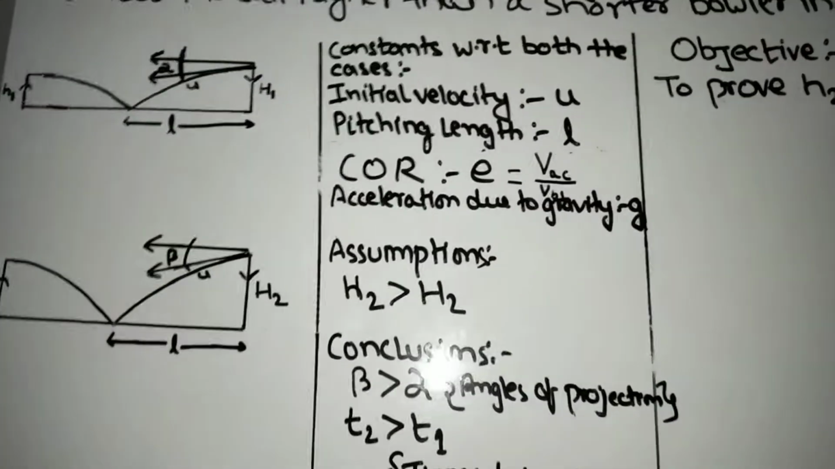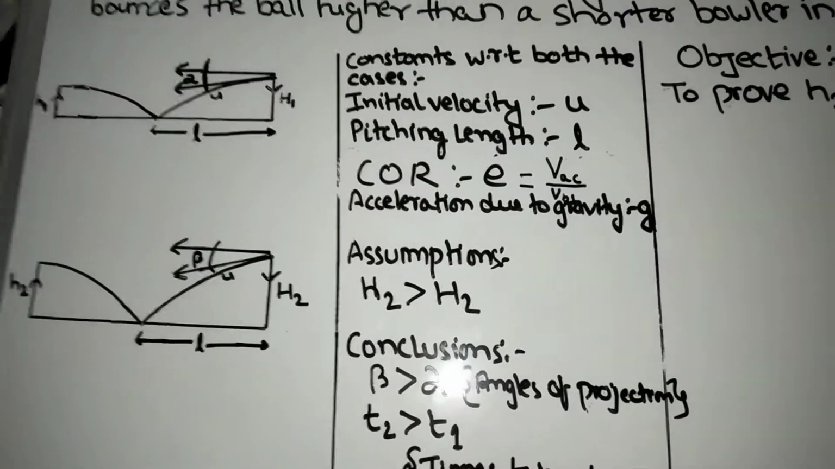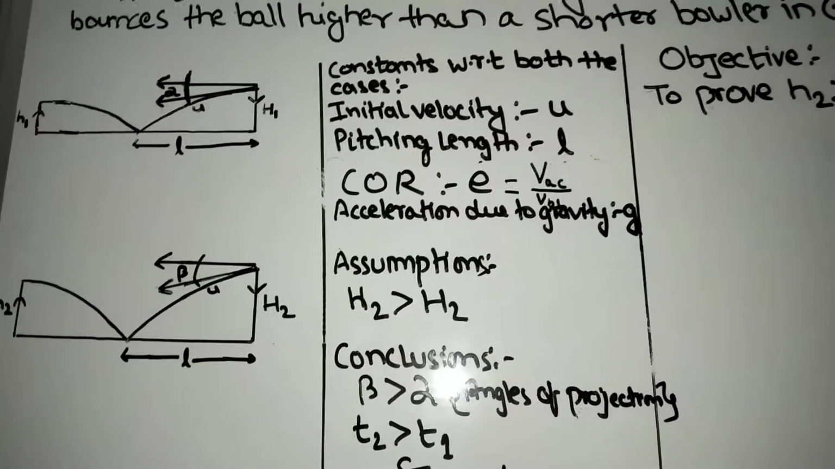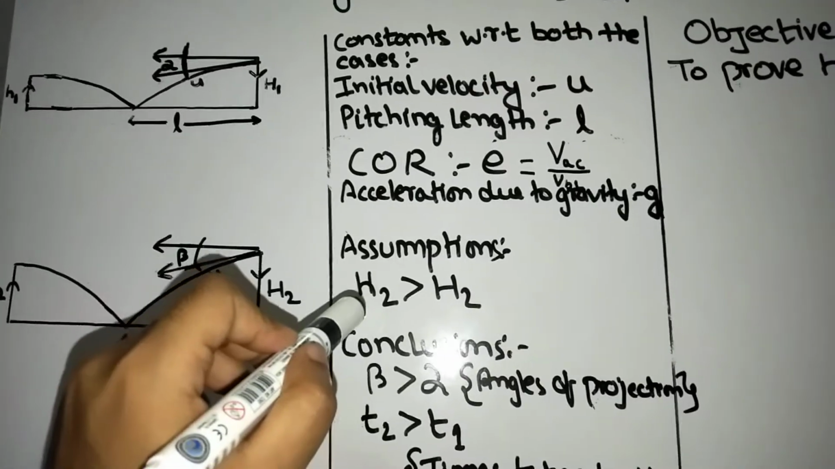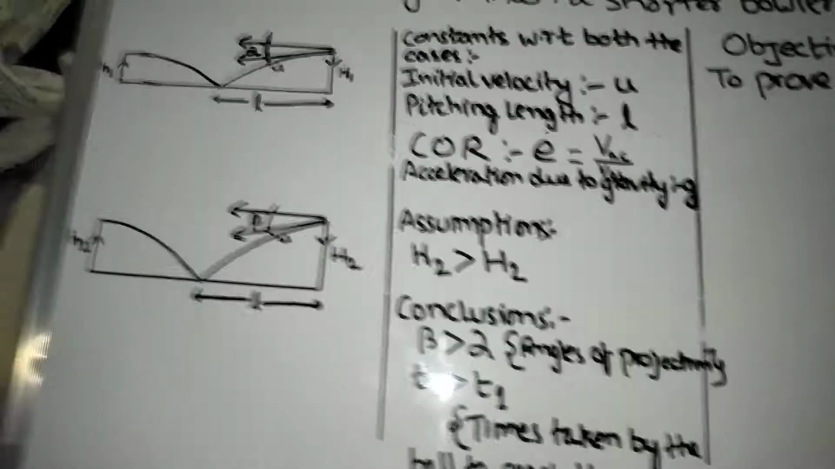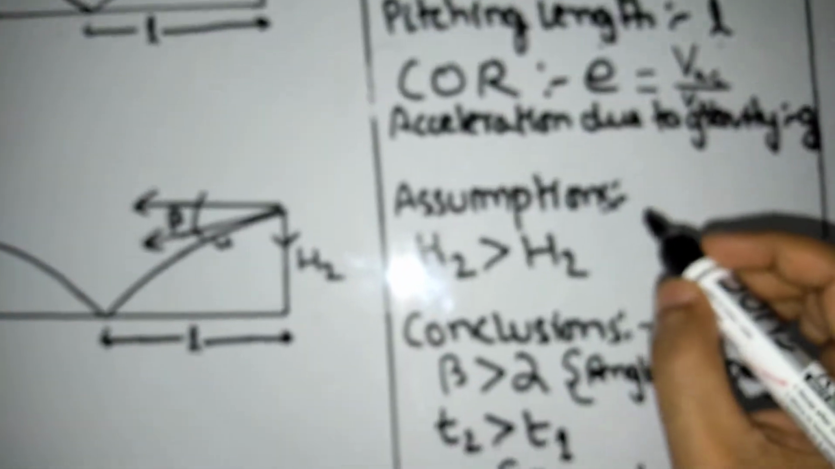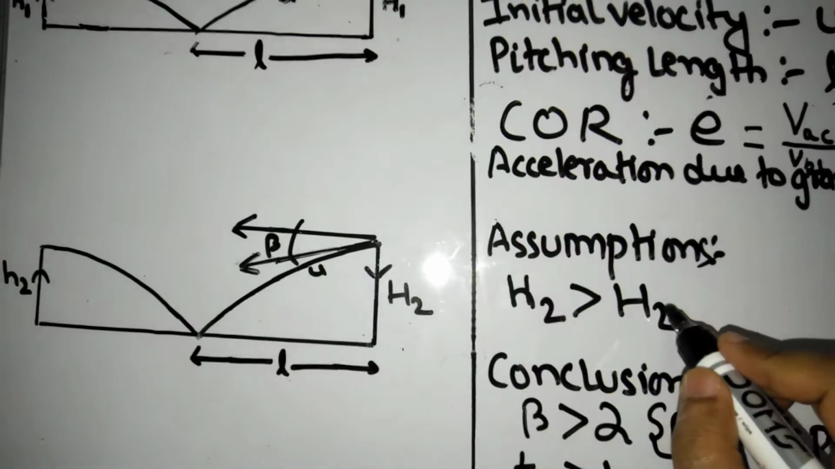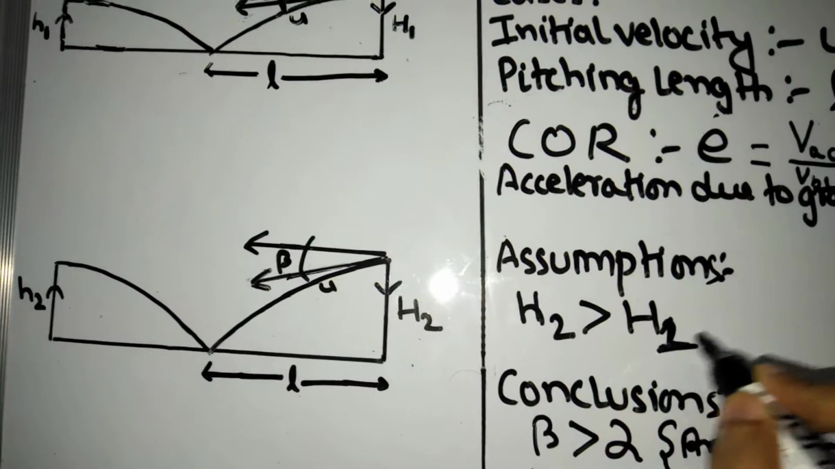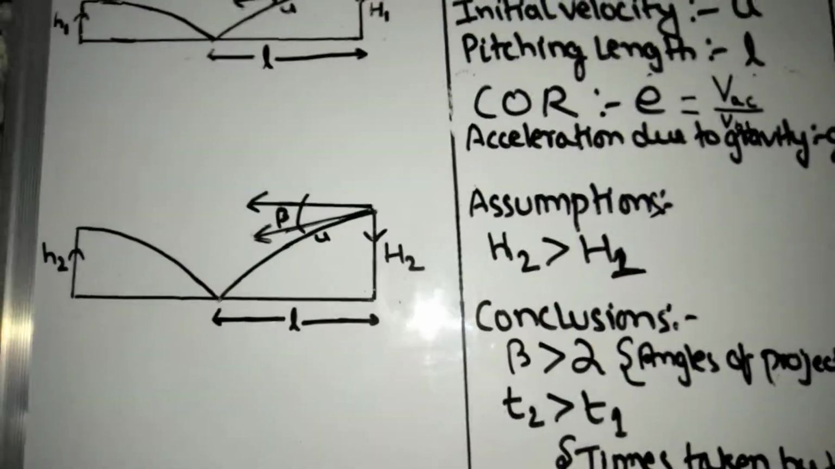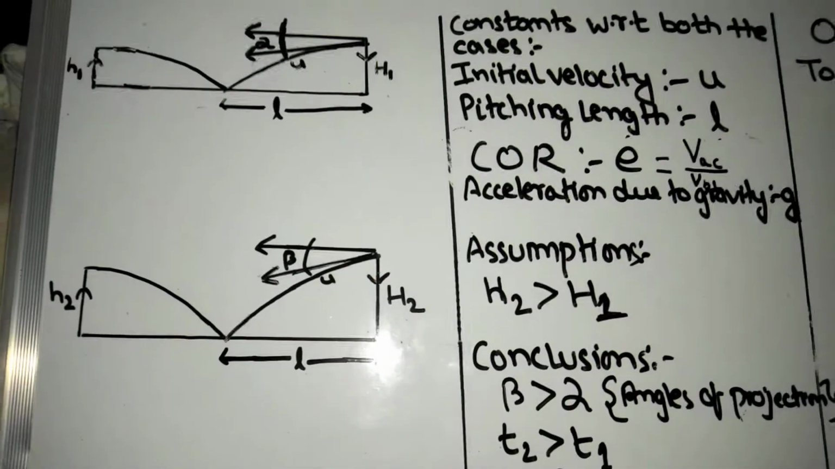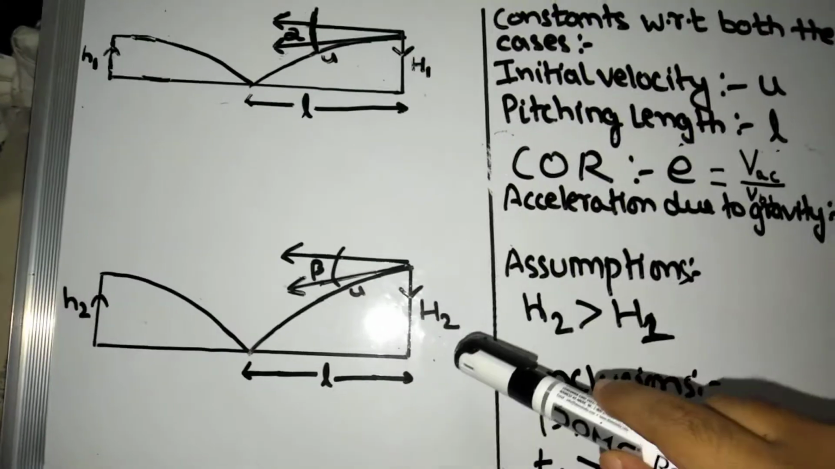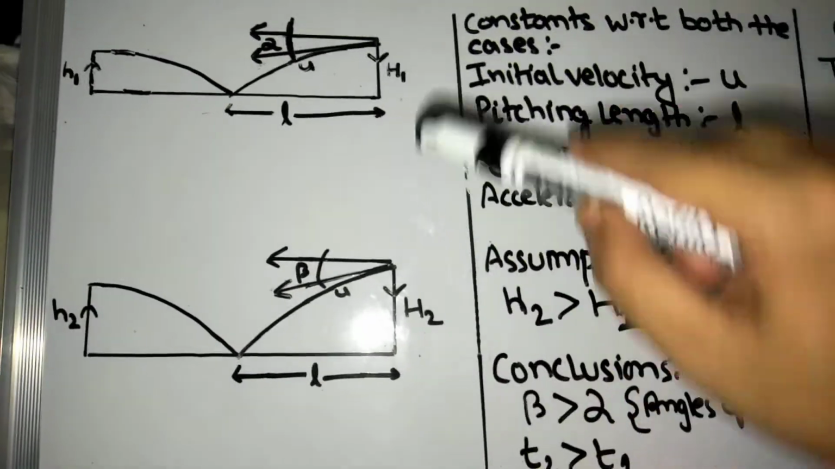Now we are going to discuss our assumptions. Here we are going to assume that h2 is greater than h1. So our assumption is that the bowler 2 is taller than the bowler 1.